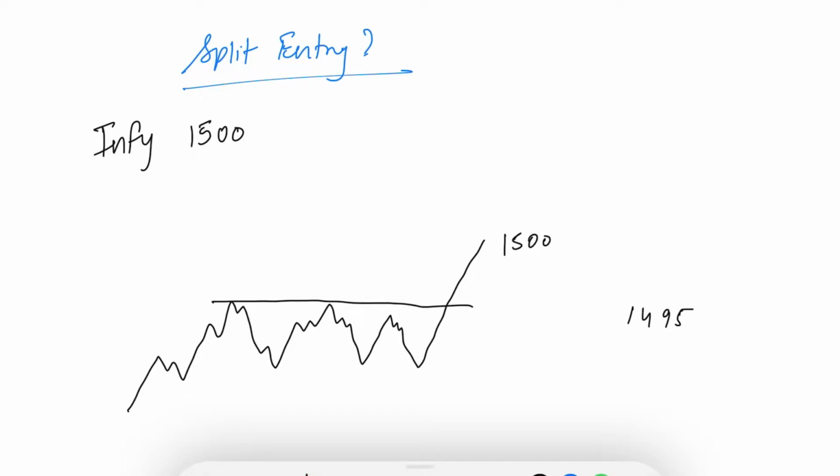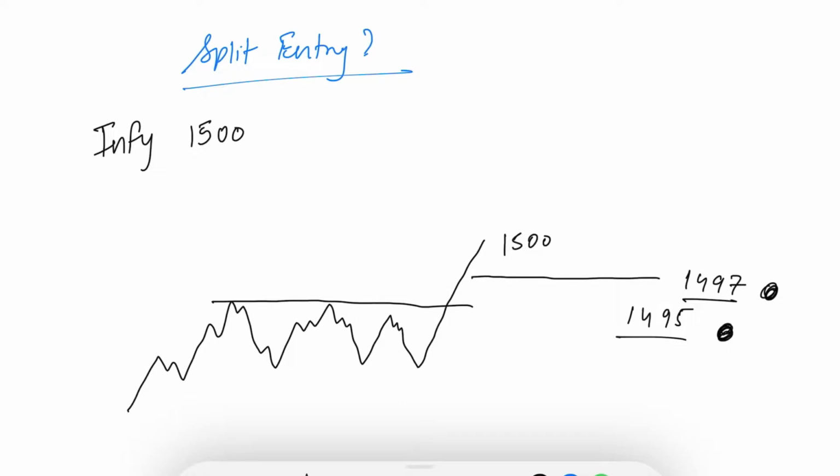So what you are going to do in this case is put one entry somewhere at this mid level. Let's say this is 1497, and you are going to put another entry at 1495. So you are going to split your entry into two. Half of your quantities will be executed at 1497, and if the market comes to 1495, then your remaining half of the quantities will be executed at the 1495 level.